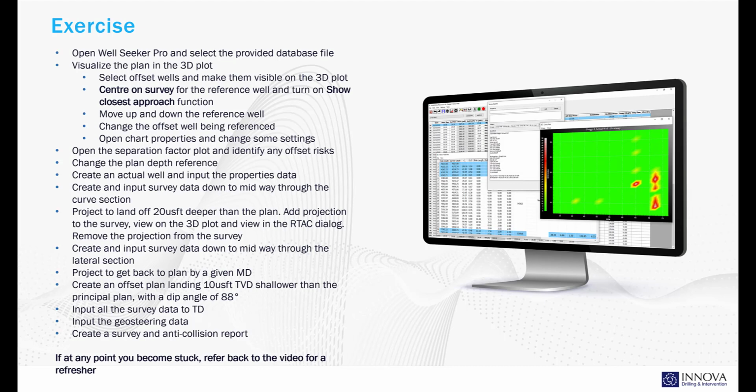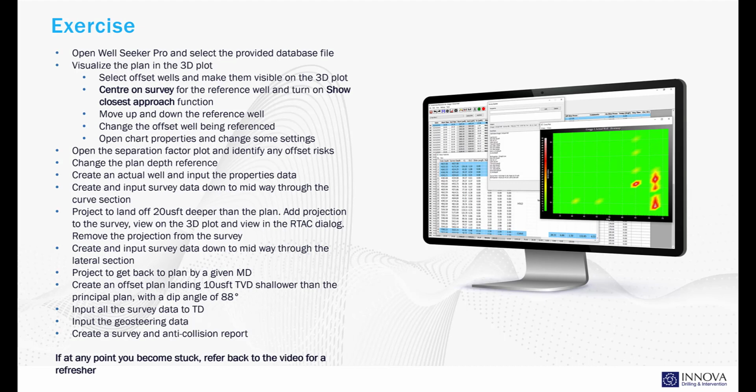Create an actual well and input the properties data. Create and input survey data down to midway through the curve section. Project to land off 20 feet deeper than the plan. Add a projection to the survey, and then view on the 3D plot and view in the real-time anti-collision dialog as well. Once you've completed that, remove the projection from the survey.